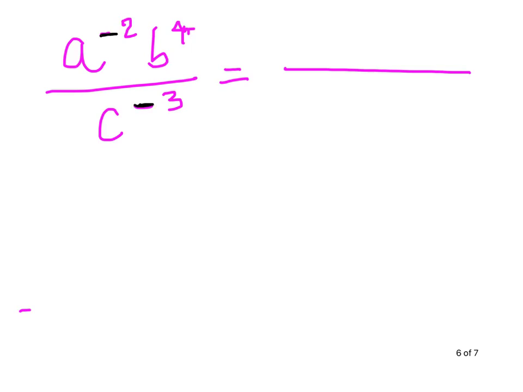So our a to the negative 2nd and our c to the negative 3rd, they're just going to switch sides, right? I'm going to keep them in alphabetical order. So I'm going to keep my b to the 4th in the front, and then c to the 3rd will move up, and then a to the 2nd will move down. So now we've gotten rid of all of our negatives, right?